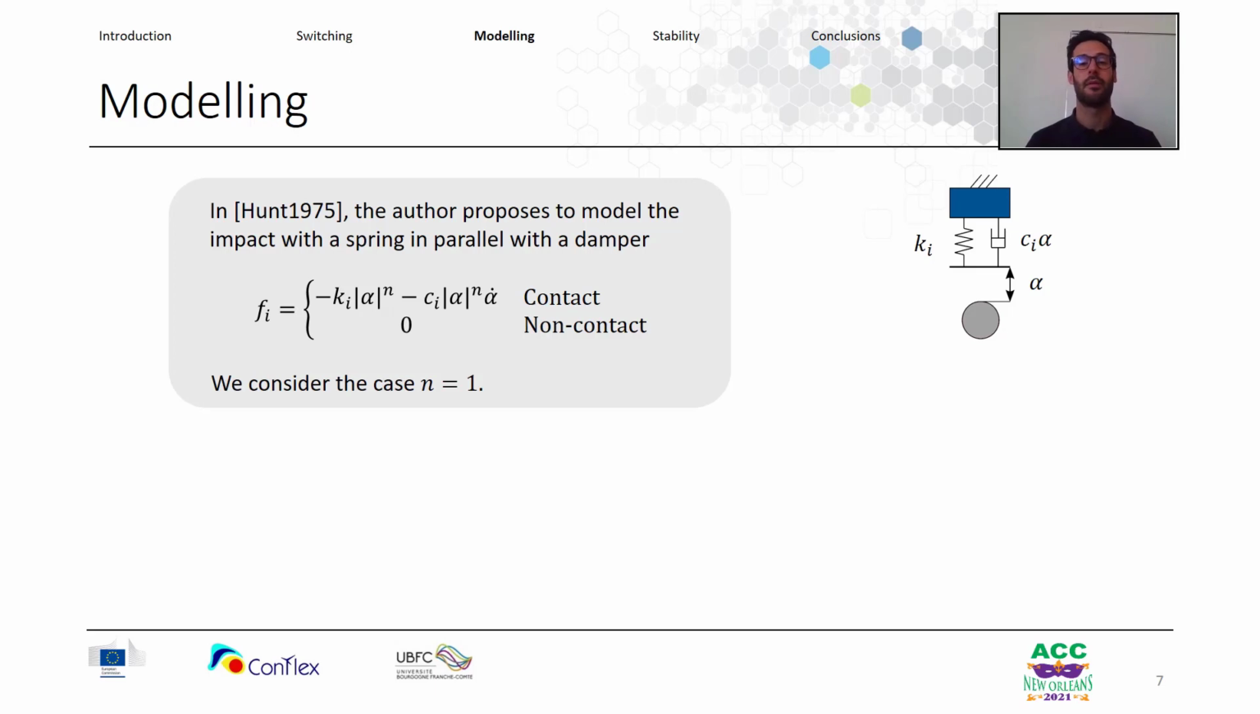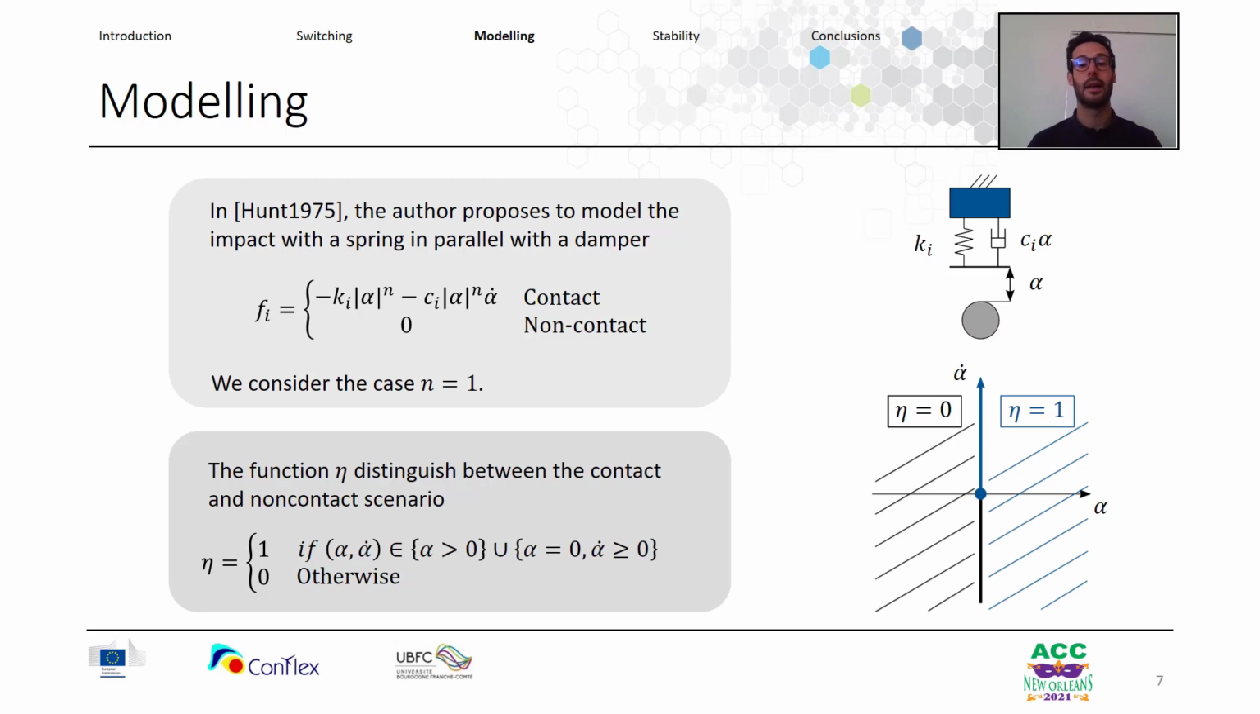In particular, in a paper of 1975, the author Kenneth Hunt proposed to model the impact of an object with an external environment with a force that is zero in non-contact times, and is equal to the parallel of a nonlinear spring that depends on the nth power of the deformation of the external environment and a nonlinear damper whose coefficient also depends on the nth power of the deformation of the environment. And in this paper we consider the case in which n is equal to 1.